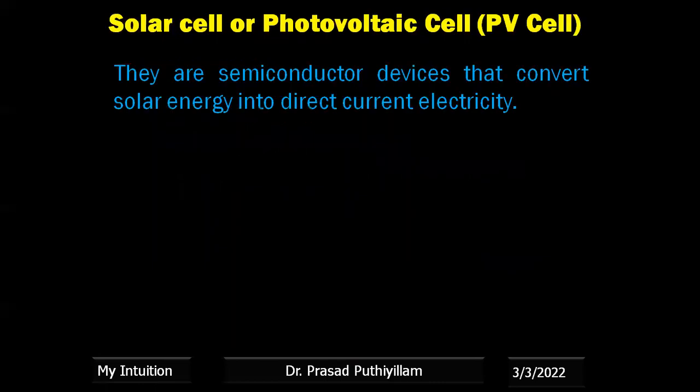Now, what is a photovoltaic cell? They are semiconductor devices. A solar cell or photovoltaic cell is a semiconductor device which converts solar energy into direct current electricity.